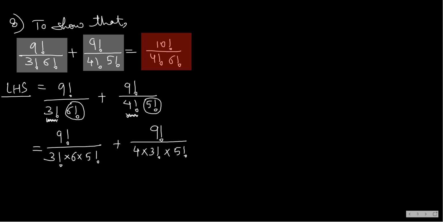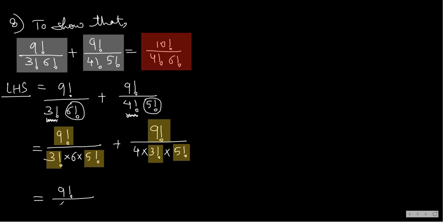Now what you will do, students, you will take common 9 factorial, 3 factorial, 5 factorial. Here also 9 factorial, 3 factorial, 5 factorial. You will take common. So what will you get? You will get outside 9 factorial, 3 factorial, 5 factorial. Inside the bracket, you will get 1 upon 6 plus 1 upon 4.